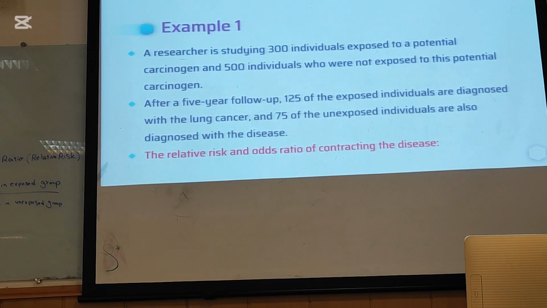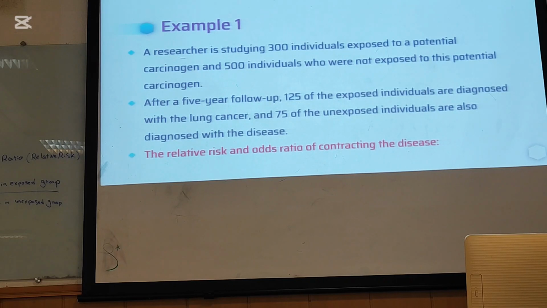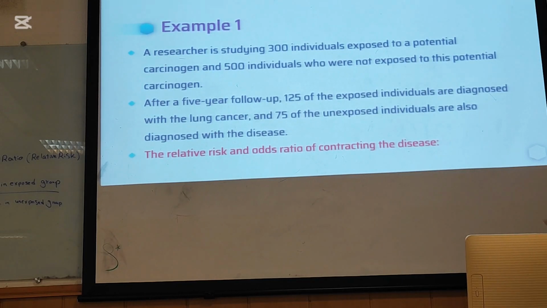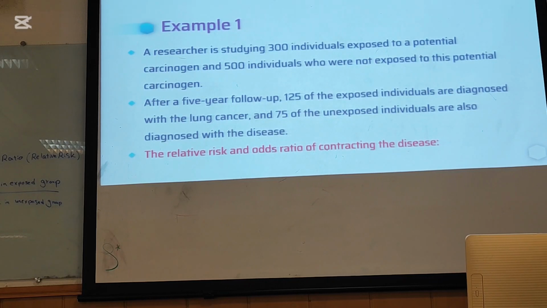Risk of incidence might be... Okay. Please calculate these indices, and after that, please interpret them. What does it mean, the value of relative risk and odds ratio in this example?